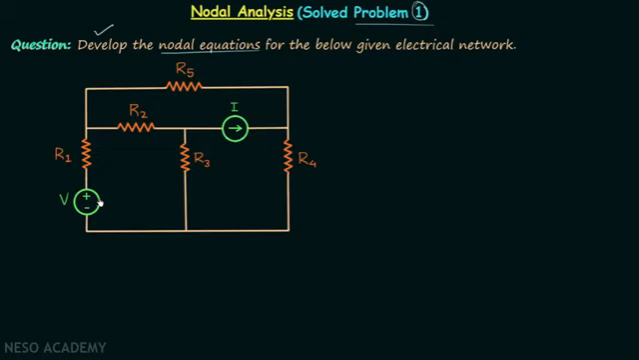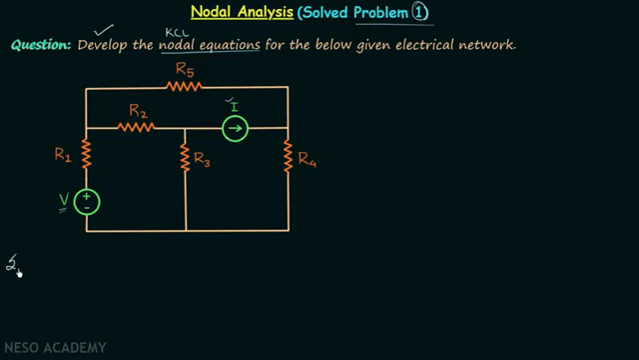This source is the independent voltage source providing V volts, and this source is the independent current source providing I amperes of current. By the nodal equations we mean the KCL equations for each non-reference node. So we need to develop the KCL equations for each non-reference node for this electrical network.